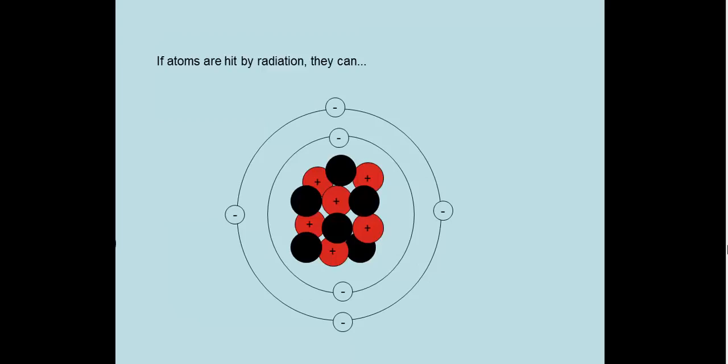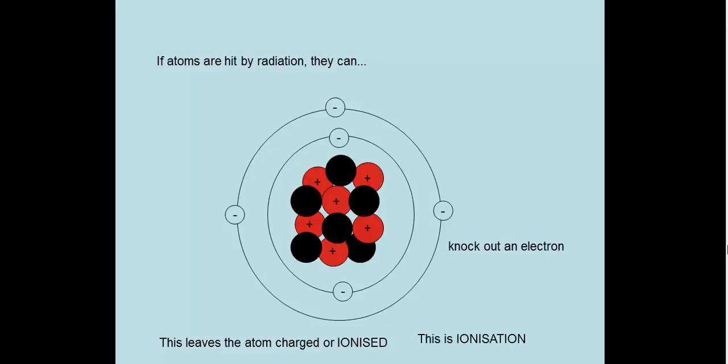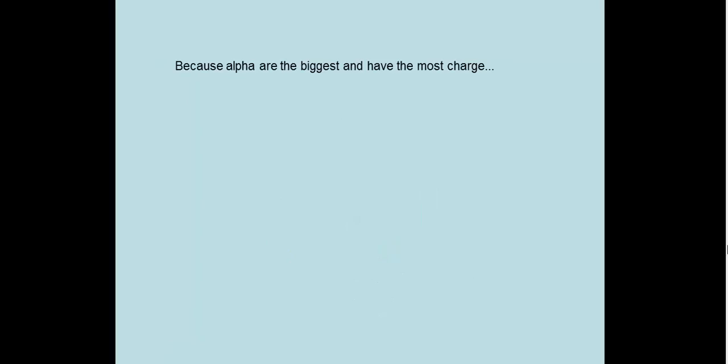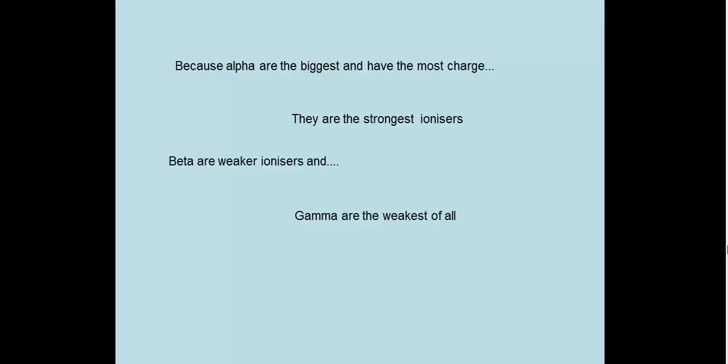If atoms are hit by radiation, they can lose an electron. Let's just see that again. An alpha particle comes flying in from the left and knocks off an electron. This leaves the atom charged or ionized. It is now no longer an atom, it's an ion. This is ionization. Because alpha are the biggest and have the most charge of the radioactive decays, they are the strongest ionizers. Beta are weaker ionizers, gamma the weakest of all.